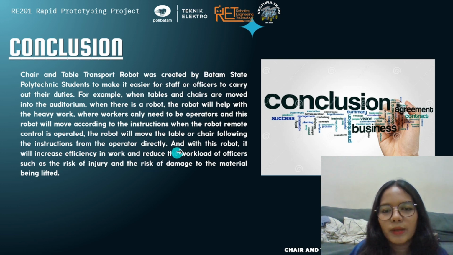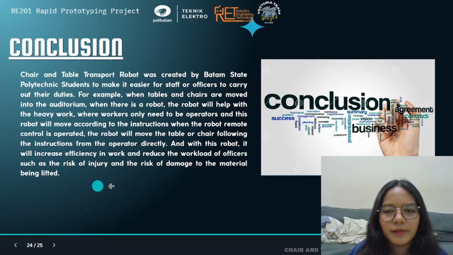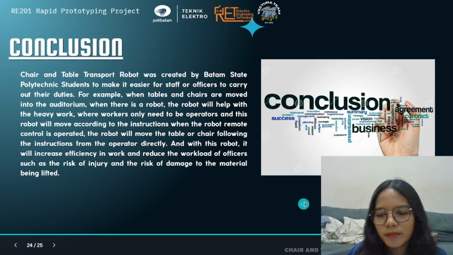And with this robot, it will increase efficiency in work and reduce the workload of officers, such as the risk of injury and the risk of damage to the material being lifted. Thank you.